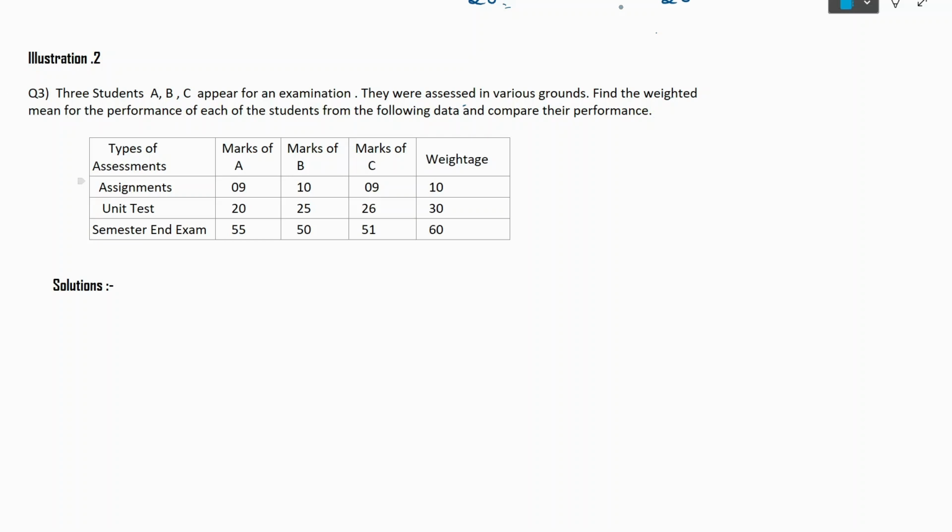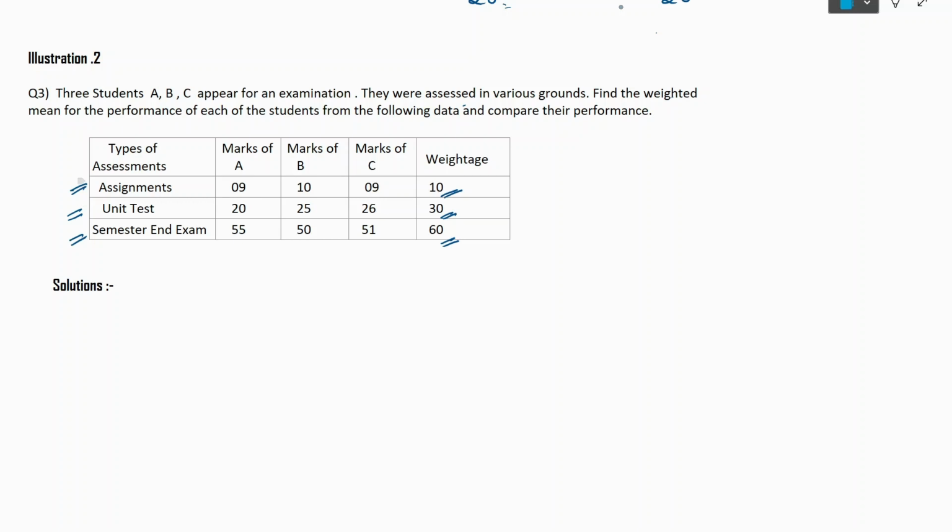See here, the types of assessments given are assignments, unit test, and semester end examination, and the weightage of each assessment is 10, 30 and 60. Marks of student A, student B and student C are given. Now here, what do we need to find? We need to find the weighted average of marks of student A, student B and student C separately. Then we are going to compare that average.